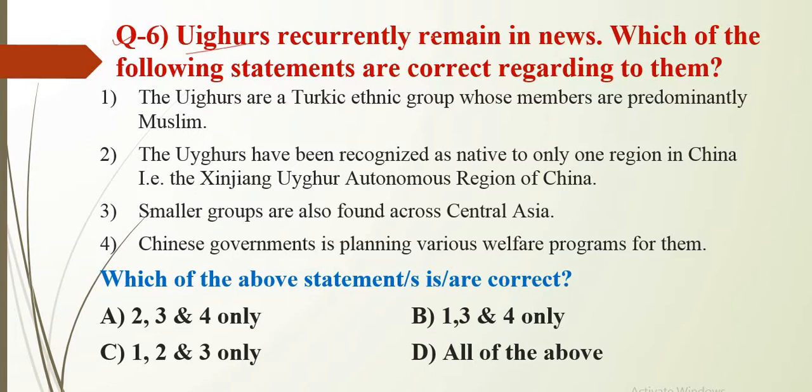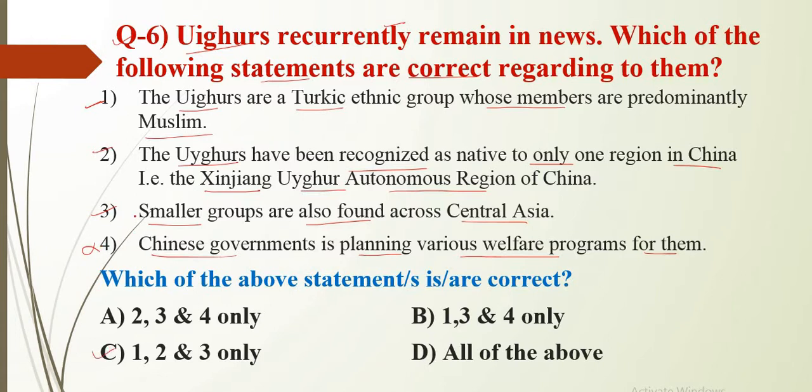Uighurs recurrently remain in news. So which of the following statements are correct regarding them? First, Uighurs are a Turkic ethnic group whose members are predominantly Muslim. Second, the Uyghur have been recognized as native to only one region in China, that is the Xinjiang Uyghur Autonomous Region of China. Third, smaller groups are also found across Central Asia. Fourth, the Chinese government is planning various welfare programs for them. In the given statements, first, second and third are correct, fourth is incorrect, hence the answer will be C.